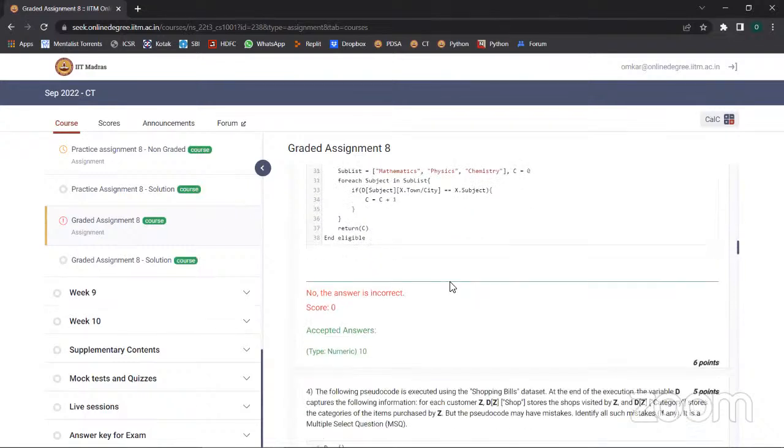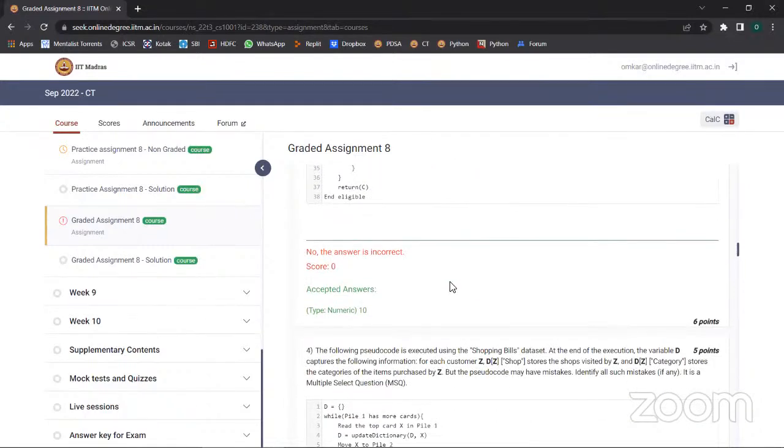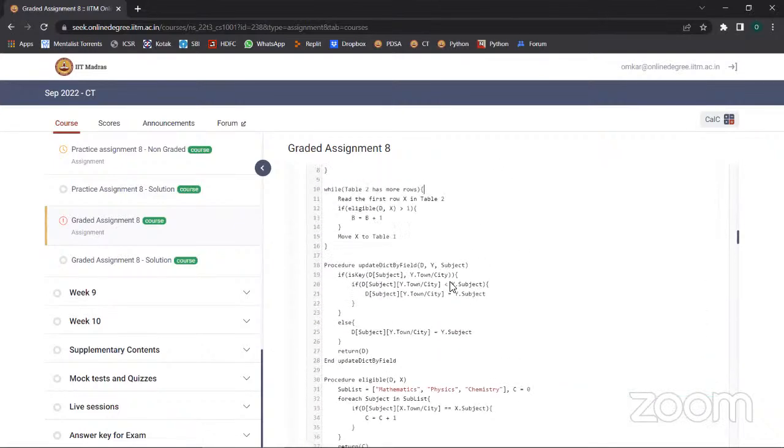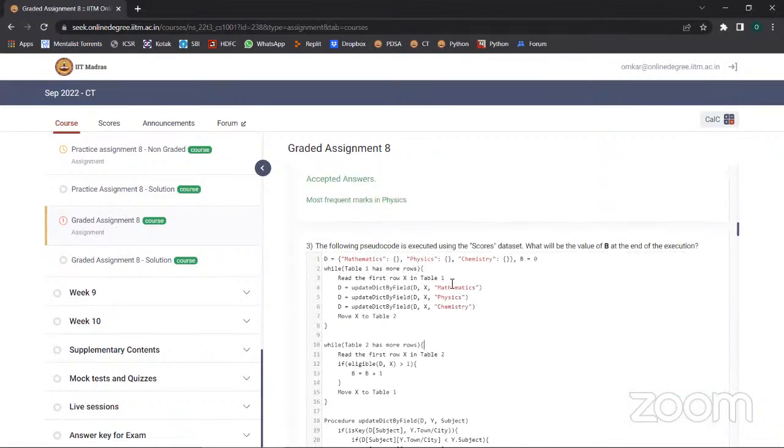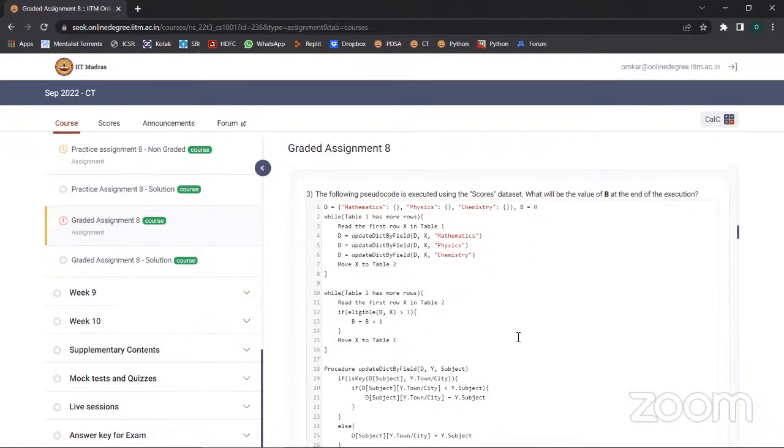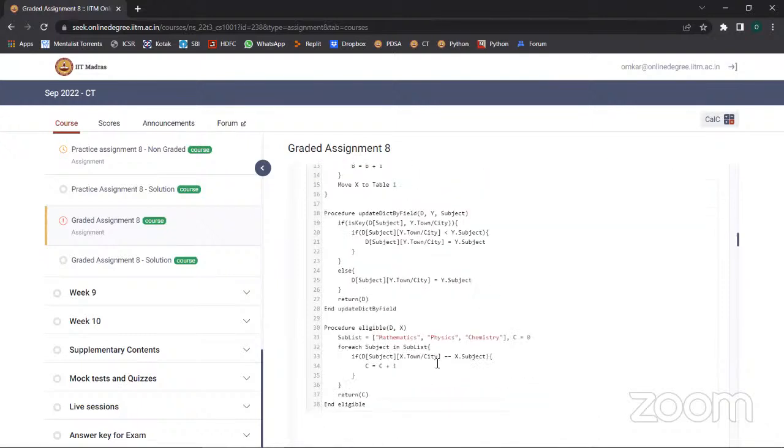Okay. So D is update dictionary by field, mathematics. So table in line 10, table 2 has more rows, read the row. If eligible, I mean, whichever is higher, that higher mark than the previous one will be updated city-wise. Correct. So city-wise, the highest mark in each subject is coming. Up to that only I am able to understand. So how this C is calculated, because D sub, I am not able to still understand even after going through the answer.